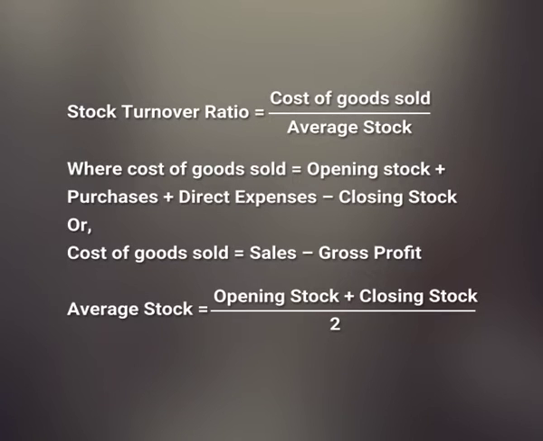This ratio is calculated as stock turnover ratio is equal to cost of goods sold divided by average stock, where cost of goods sold is equal to opening stock plus purchases plus direct expenses minus closing stock, or cost of goods sold is equal to sales minus gross profit. Average stock is equal to opening stock plus closing stock divided by 2.